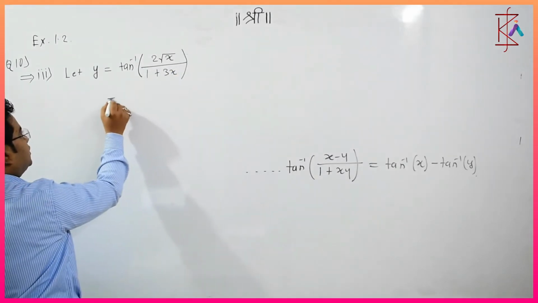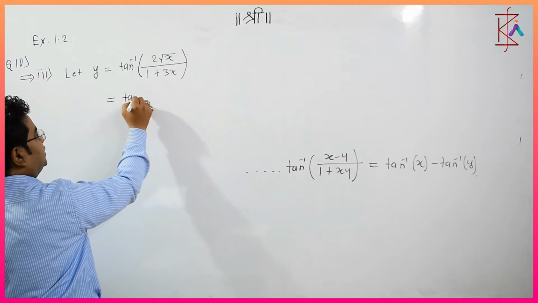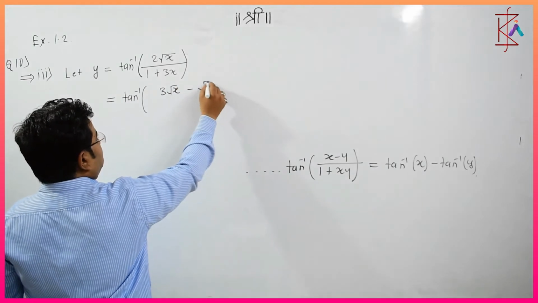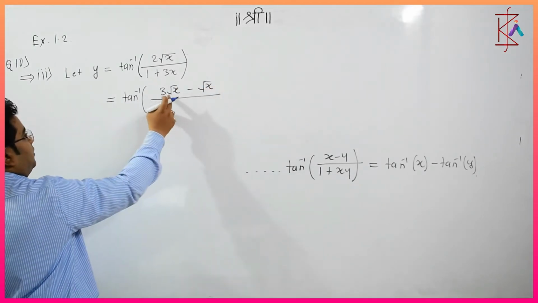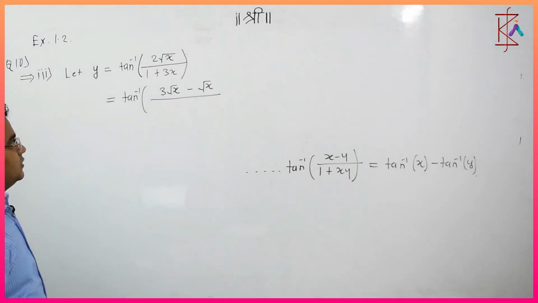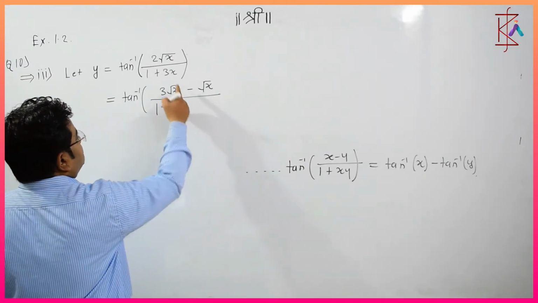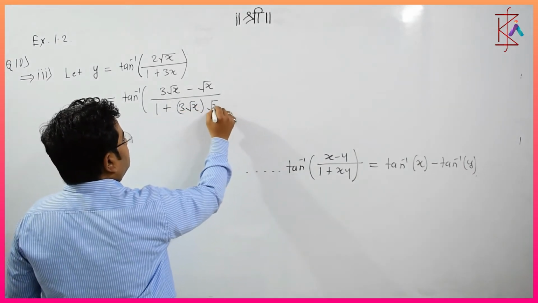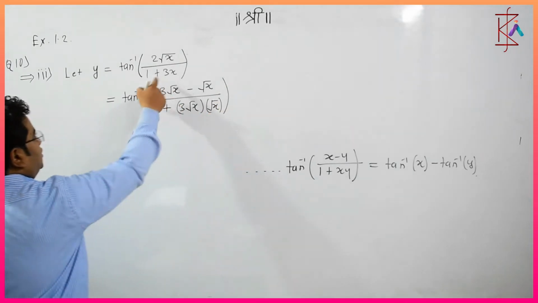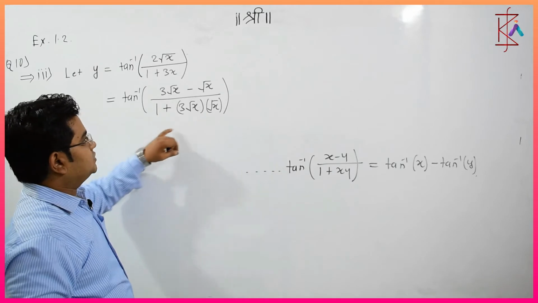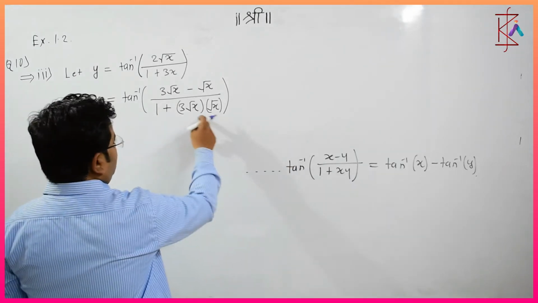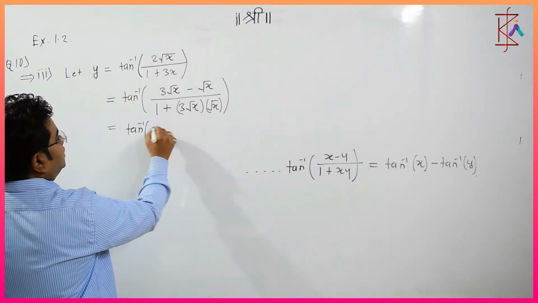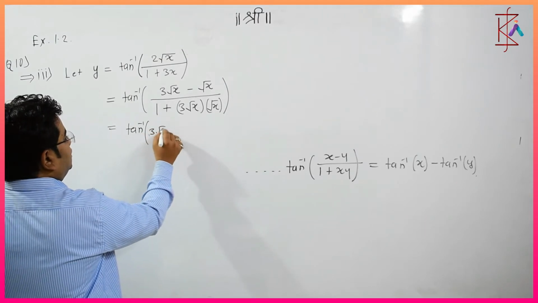Okay, so if I look at this particular platform, tan inverse looks like this. So 3 under root x minus under root x. Is there any doubt? 3 apple minus 1 apple is equal to 2 apple. Okay, good, you are so smart. 1 plus 3 under root x into under root x, which is equal to 3 under root x. That's the multiplication of roots. Now again you can see this is in this platform, so again we need to apply that formula. So tan inverse of 3 under root x. That's it.